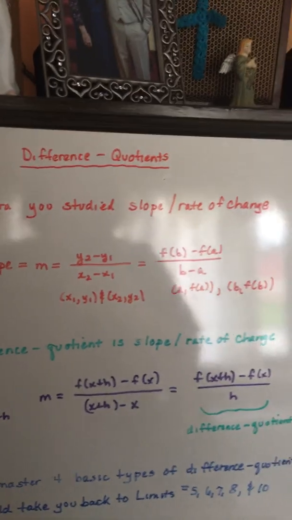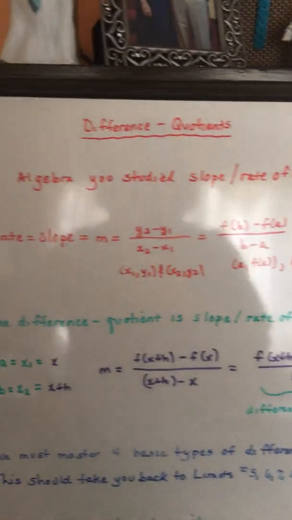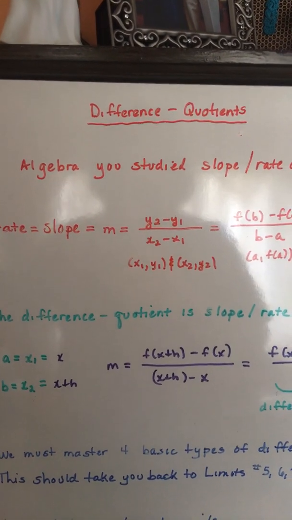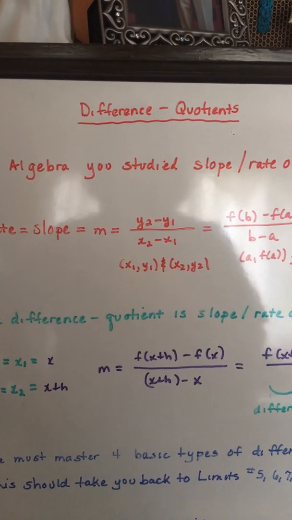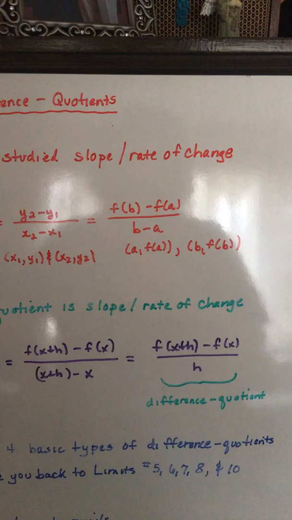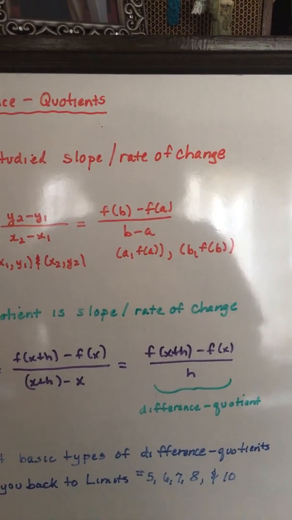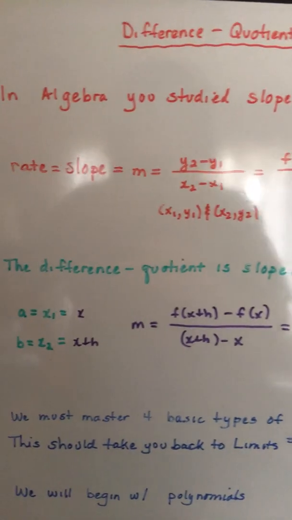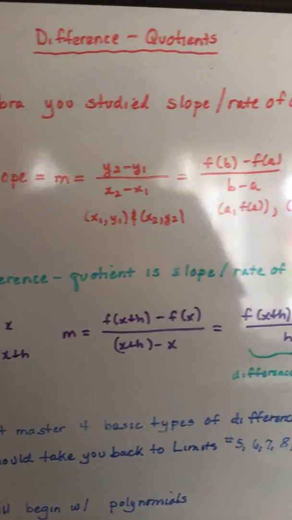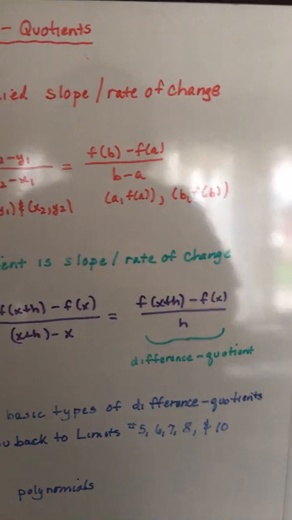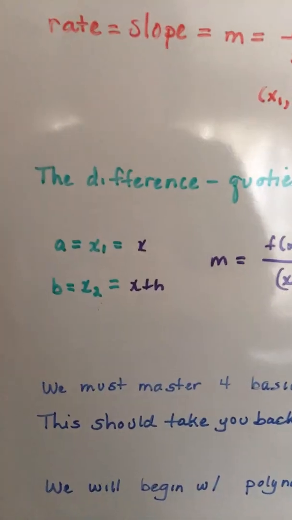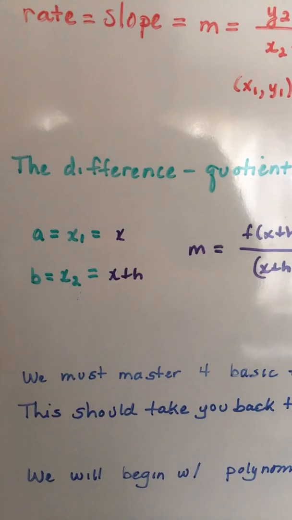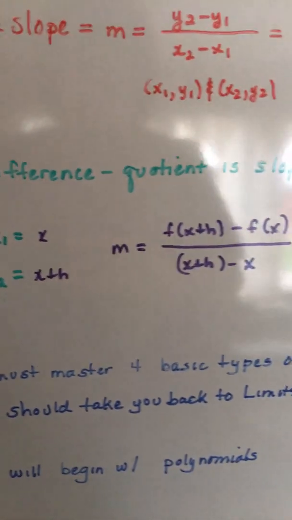But in algebra, you studied slope, rate of change, and you had one of these formulas. Maybe your teachers told you y2 minus y1 over x2 minus x1, or f of b minus f of a over b minus a using function notation. The difference quotient is nothing but slope or rate of change. Only we're going to call the a, or x1, x, and the b, or x2, x plus h.